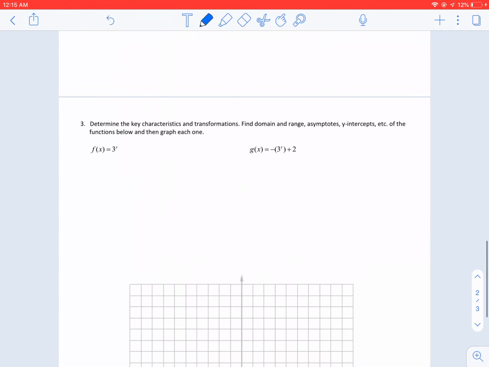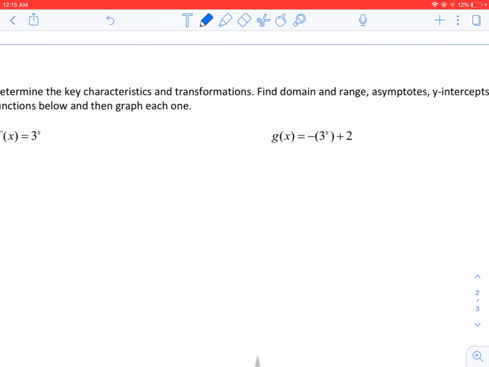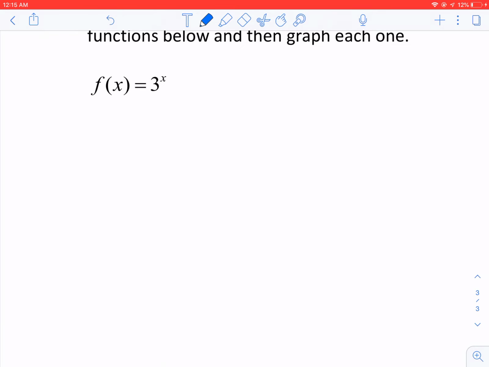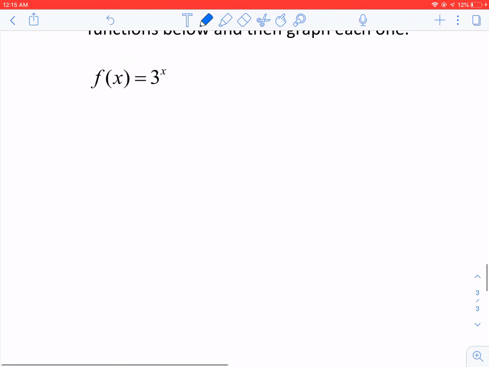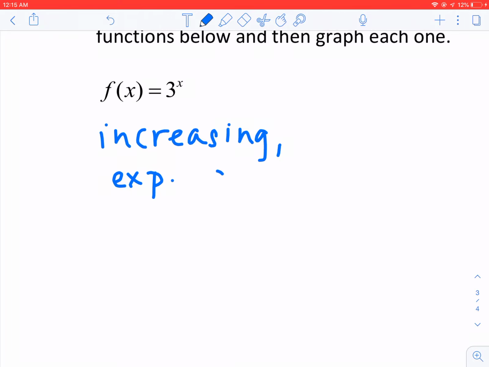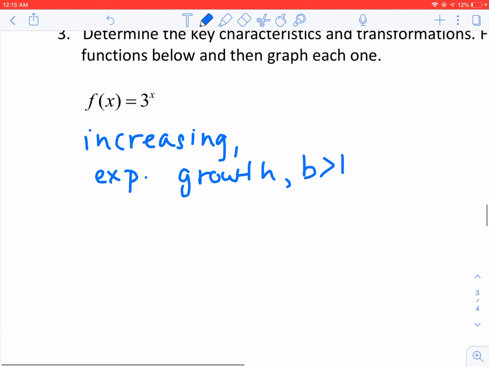So next, number 3, determine the key characteristics and transformations, find the domain, range, asymptotes, y-intercepts, etc. of each of these functions, and then let's graph. So f of x equals 3 to the x power. We know this is an increasing exponential function. In other words, it's exponential growth, right? Because our b value is greater than 1. 3 is bigger than 1, of course.